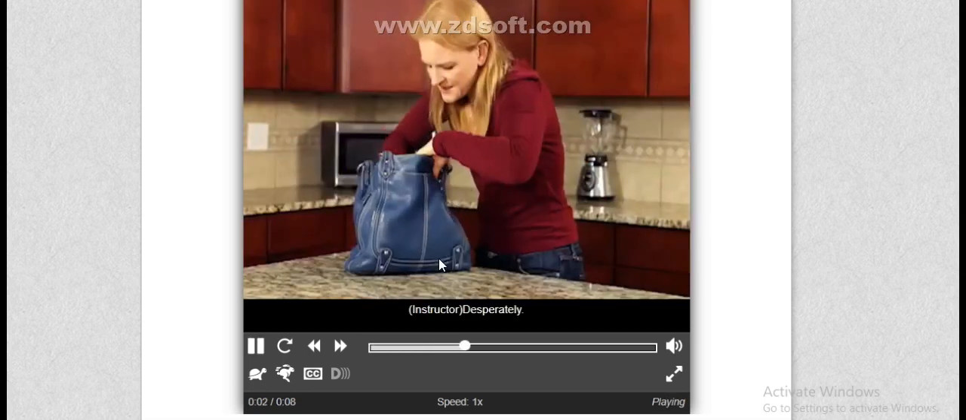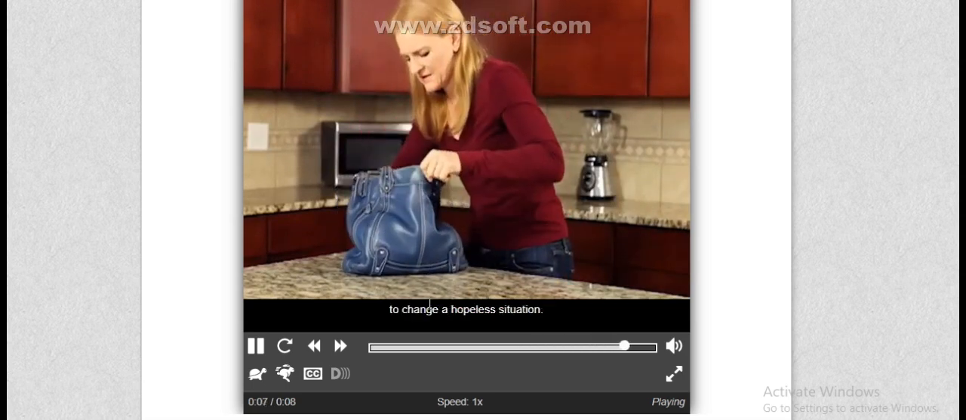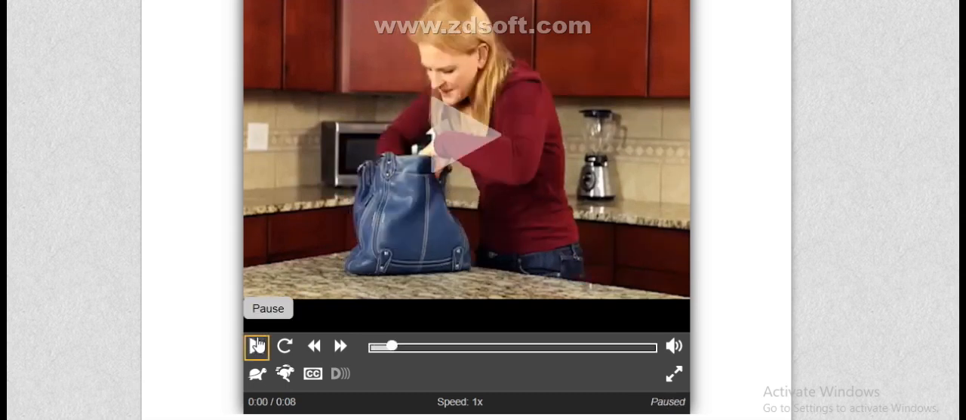Desperately. To act desperately means to try anything to change a hopeless situation. So when you want to change something and you're trying desperately, it means that you're trying anything or trying hard to change or do or fix a difficult situation, right? Like for example, here she's looking for her keys, so she's trying desperately hard to change this and find the keys.